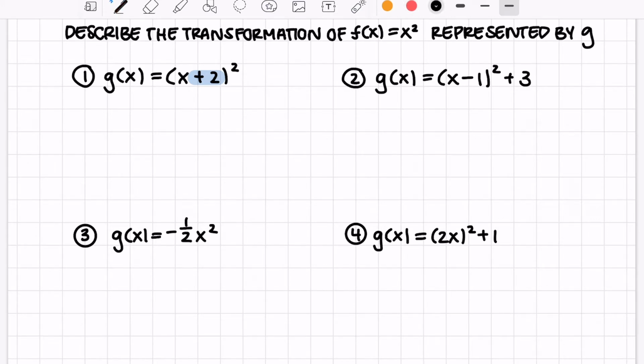So right here, translation 2 units to the left.